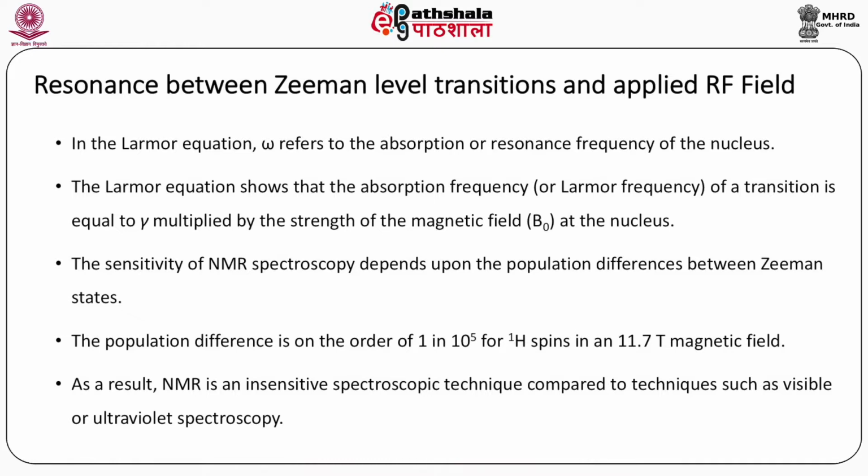The sensitivity of NMR spectroscopy depends upon the population differences between Zeeman states. The population difference is on the order of 1 in 10 raised to the power 5 for proton spins in an 11.5 Tesla magnetic field. And this you see here is the concept that Bloch was referring to. As a result, NMR is an insensitive spectroscopic technique compared to techniques such as visible or ultraviolet spectroscopy.